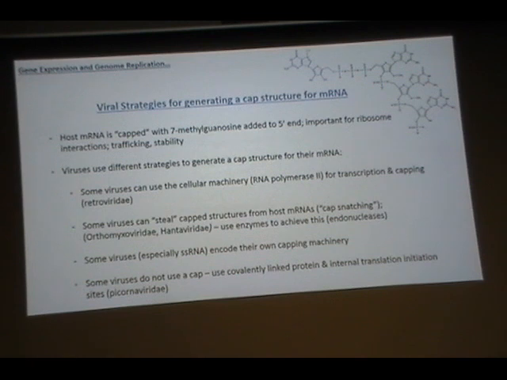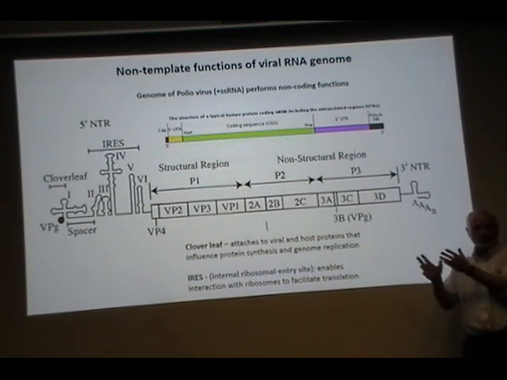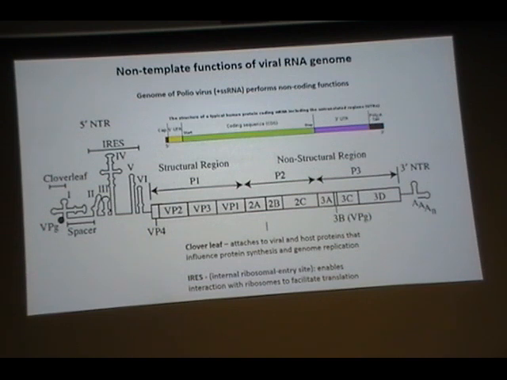Then some viruses will encode their own capping machinery, and others don't use a cap at all, but they use proteins that are linked to the ends of the virus, or they'll have special structural components of the RNA genome that take the place of the cap. This is an example of what are called non-template functions of viral RNA genomes. Shown here is this really wild, diverse structure on the 5' end. This is poliovirus. It has this VPg protein at the very end, attached to this cloverleaf-like structure. And then you have the internal ribosomal entry site. So you have these complex RNA structures that don't encode for proteins, but they do have an effect on viral translation and replication.